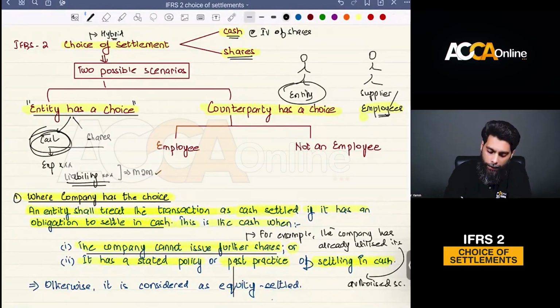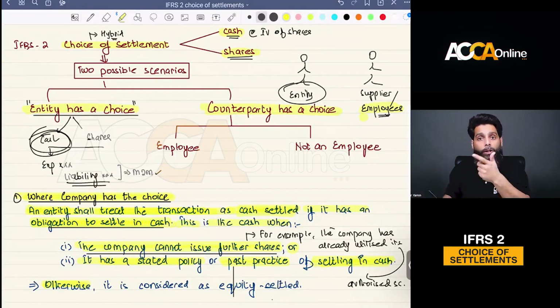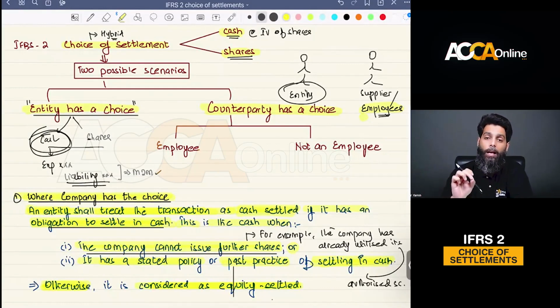Understood? And then IFRS 2 goes on to say, otherwise, if the above is not met, if you can see that the entity has a practical ability to issue shares, if you see that the entity has in the past also issued shares, that means the scenario is otherwise, then only as a residual option you are allowed to treat this transaction as an equity settled share based payment transaction. And under an equity settled share based payment transaction, you debit your expense, you credit your equity option, there is no mark to market, and you measure this transaction based on fair value at grant date.